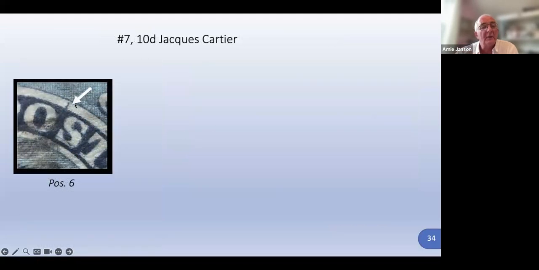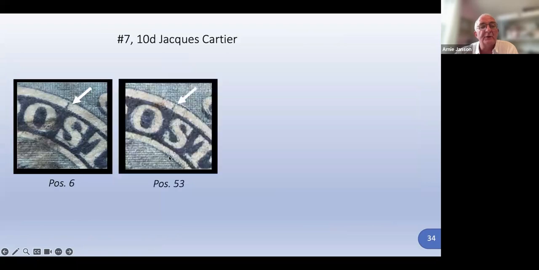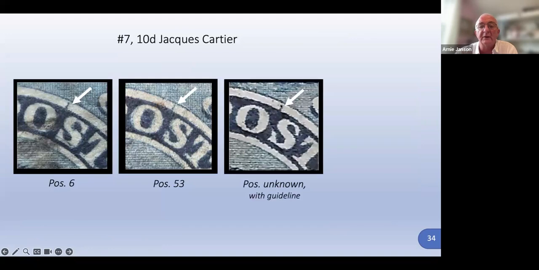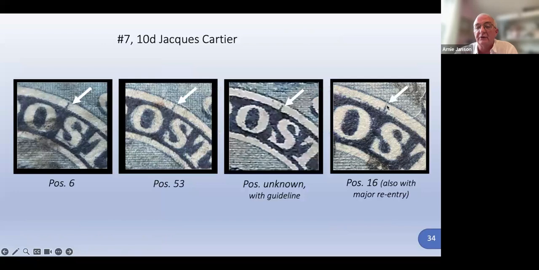But I said there's this little mark up here. We looked at position 6. We see it also in position 53, both in the major. And here, on the one stamp that had the guideline, we see it. And here's position 16, also with a major reentry. We see this particular feature on all stamps.